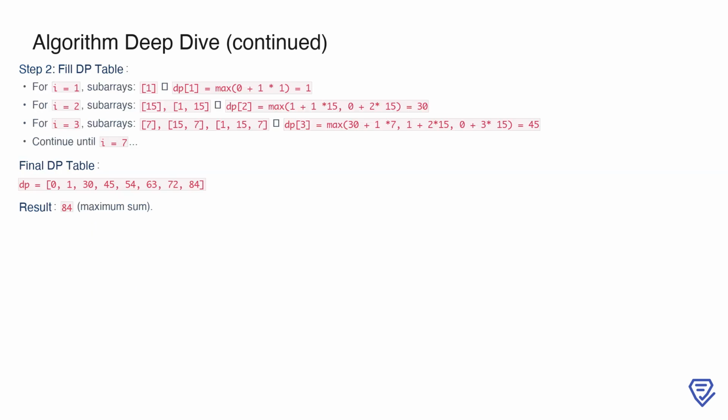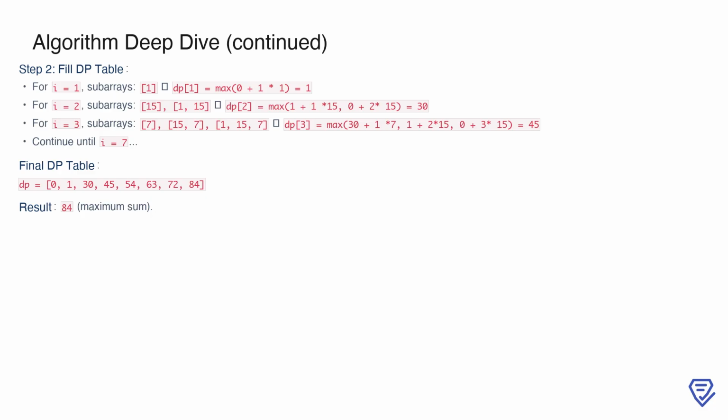Now, we populate the DP table step by step. For I equals 1, the only subarray is 1, so DP 1 equals max 0 plus 1 by 1 equals 1. For I equals 2, we consider 15 and 1, 15. The maximum value for 15 is 15, and for 1, 15, it's also 15. This gives DP 2 equals max 1 plus 1 by 15, 0 plus 2 by 15 equals 30.